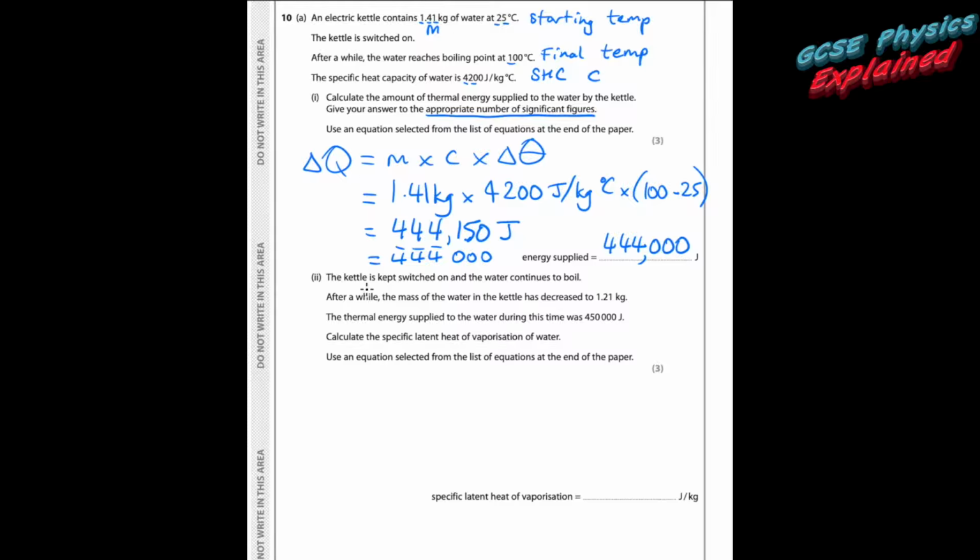Part 2. The kettle is kept switched on and the water continues to boil. After a while, the mass of the water in the kettle has decreased to 1.21 kilograms. The thermal energy supplied to the water during this time was 450,000 joules. Calculate the specific latent heat of vaporization of the water. Use an equation selected from the list of equations at the end of the paper.